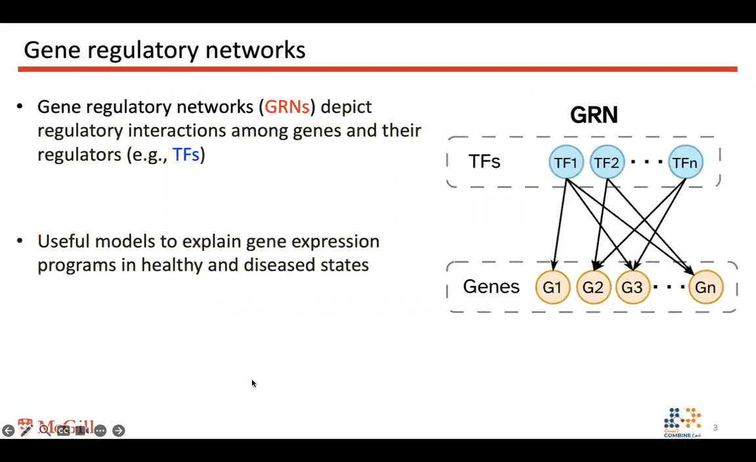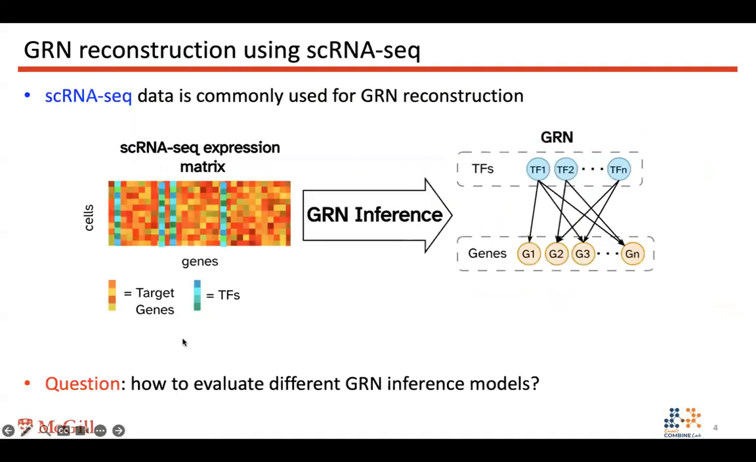One of the motivations of this work comes from gene regulatory networks, which depict regulatory interactions among genes and their regulators, for example, transcription factors. These are useful models that allow us to explain gene expression programs in healthy and disease states. And with single-cell RNA-seq data nowadays becoming very available, various methods have been developed for reconstructing them from data. However, one major challenge still remains: how to benchmark different GRN inference methods that are available.